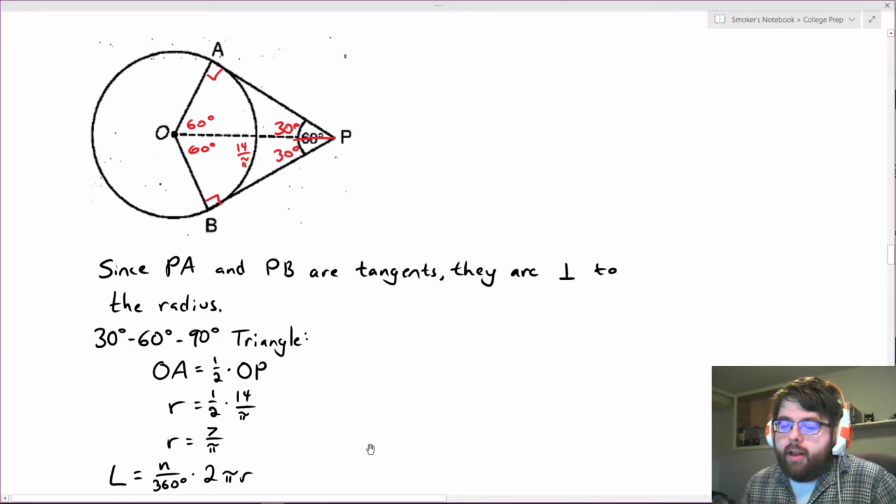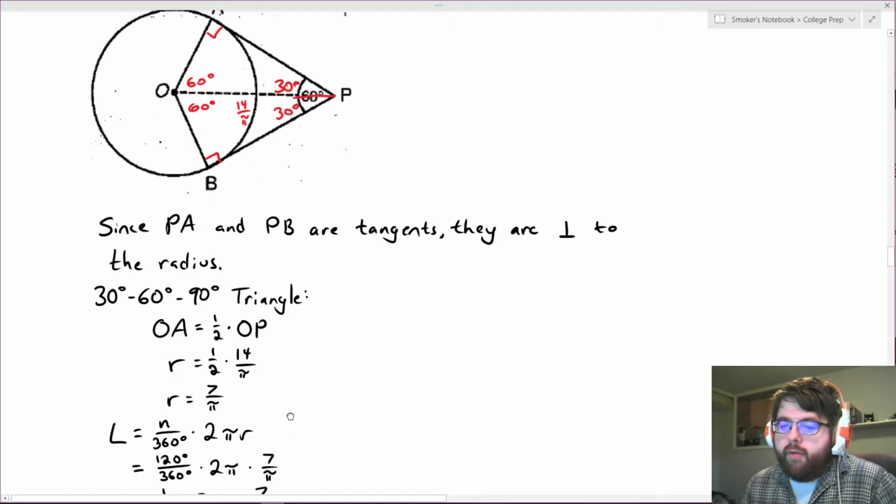And now I'm going to go to that arc length formula that I was just showing. I scrolled up to show you. And we now know what n is. It's 120. We now know what r is, 7 over pi.